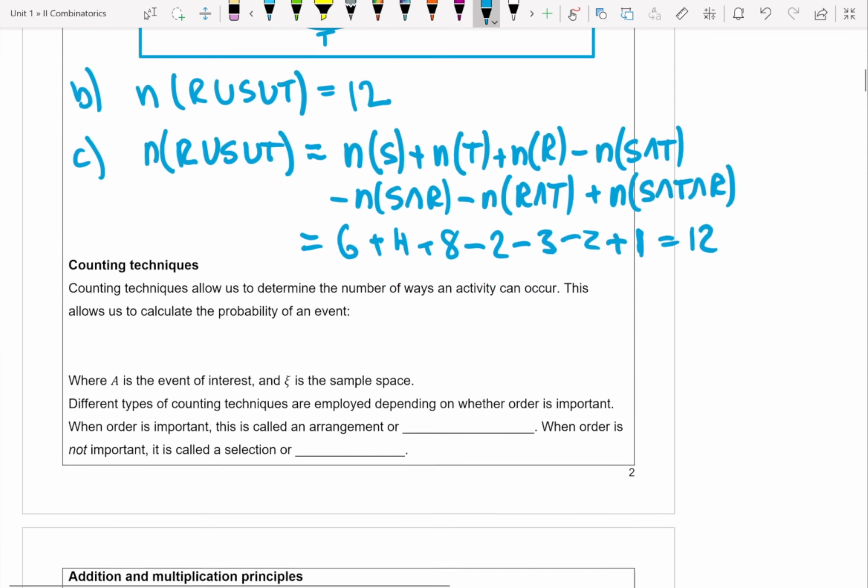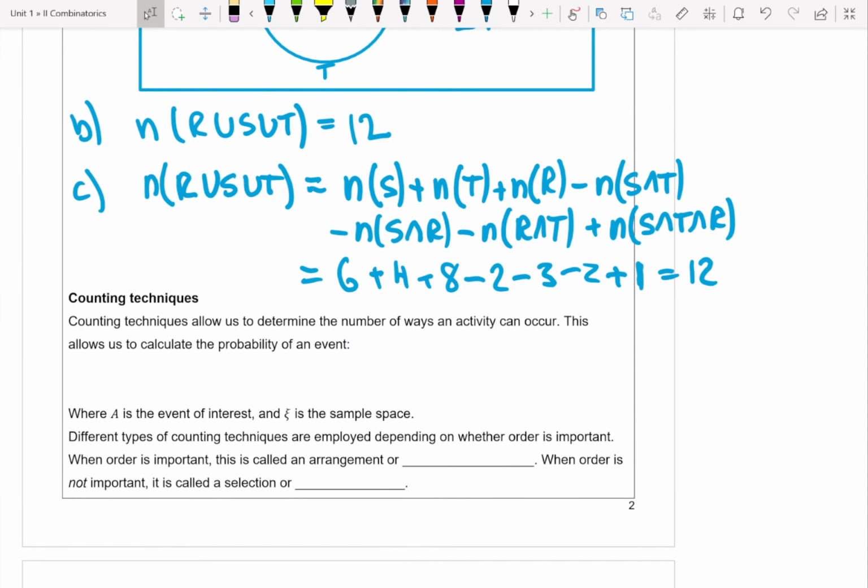Okay. Counting techniques allow us to determine the number of ways an activity can occur. This allows us to calculate the probability of an event. So the probability of the event A is equal to the number of times A happens over the number of times everything happens. So that's the complete set. When looking at the complete set in terms of counting techniques, we also call that the sample space. So the sample space is all possible outcomes.